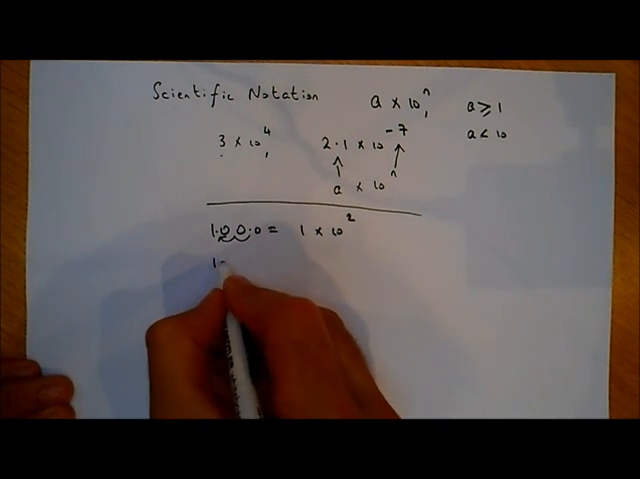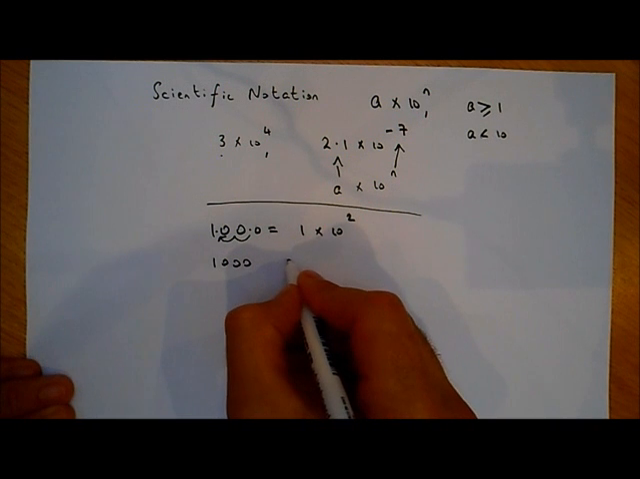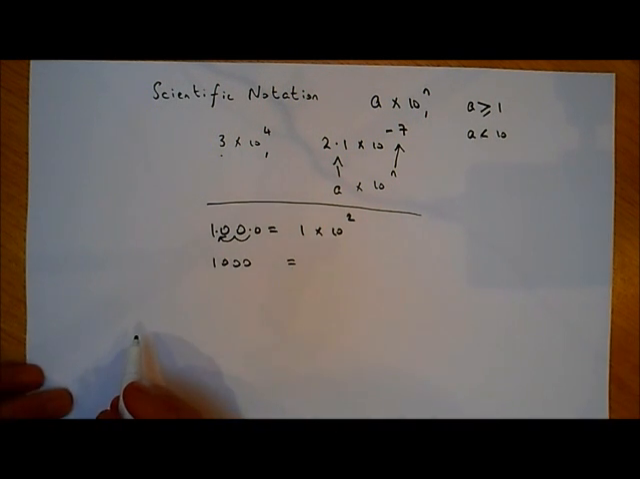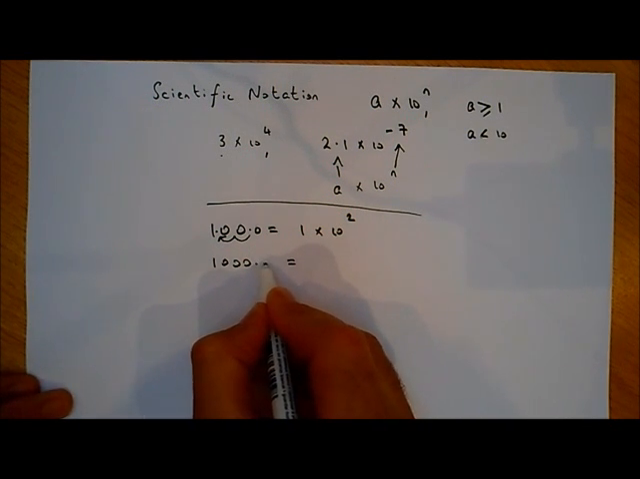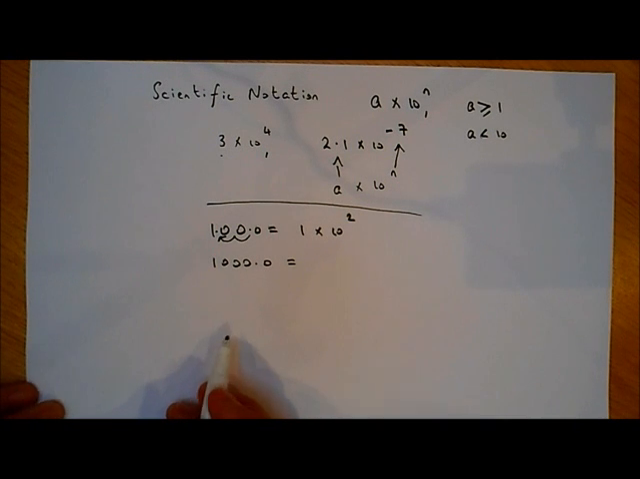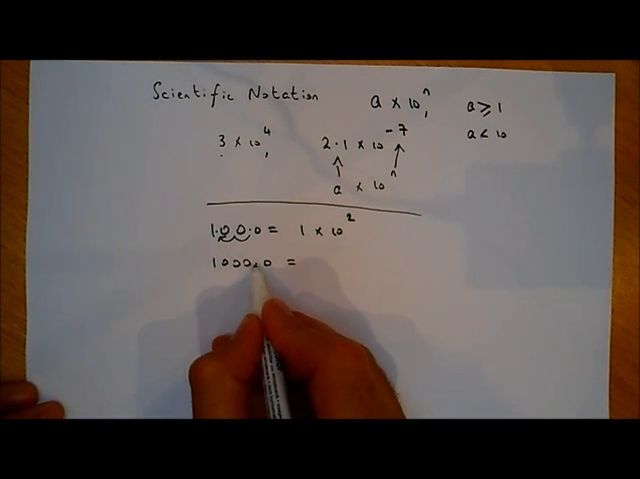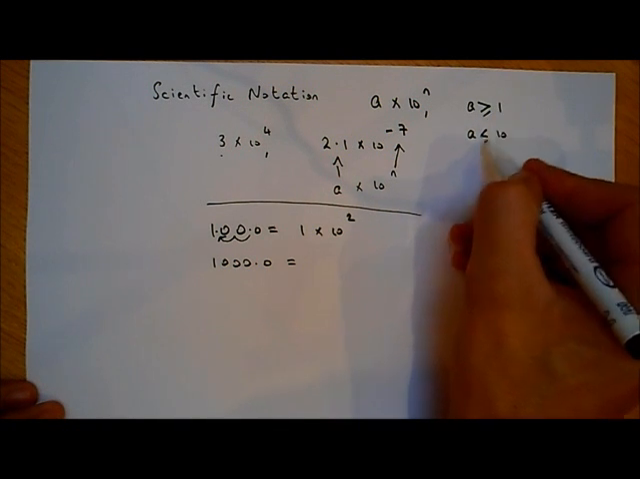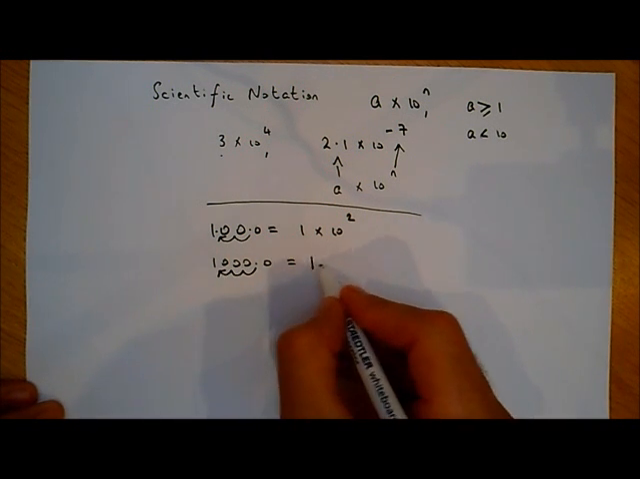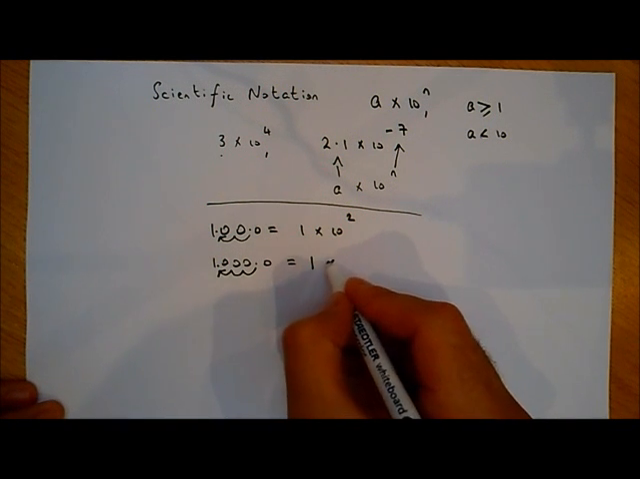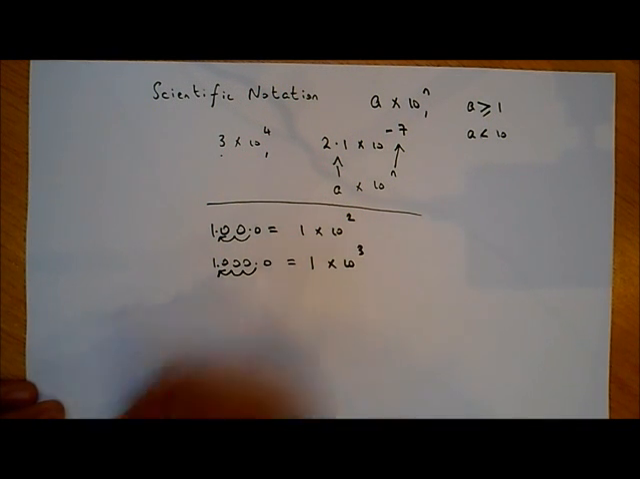If I take the number 1000, where would the decimal place be? It's 1000 point 0, and I can put in the zeros just to see where it is. I want to get a number that's greater than or equal to 1 but less than 10, so I'm going to move the decimal place back 1, 2, 3 places. So I get 1. It's 1 multiplied by 10 to the power of 3 because I moved it back 3 places. So the number 1000 in scientific notation is 1 times 10 to the power of 3.